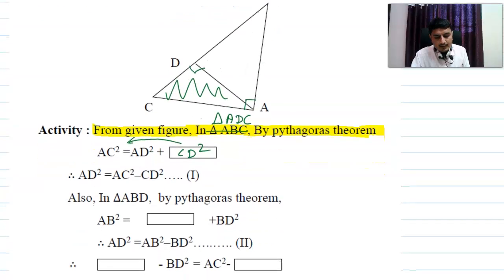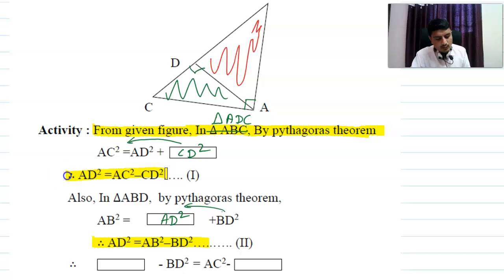Now in triangle ABD, look at the triangle ADB, that means this uppermost red shaded triangle. The hypotenuse is AB. So AB square equals AD square plus BD square. So once we shift the value BD square from RHS to LHS, we are getting AD square equals AB square minus BD square.